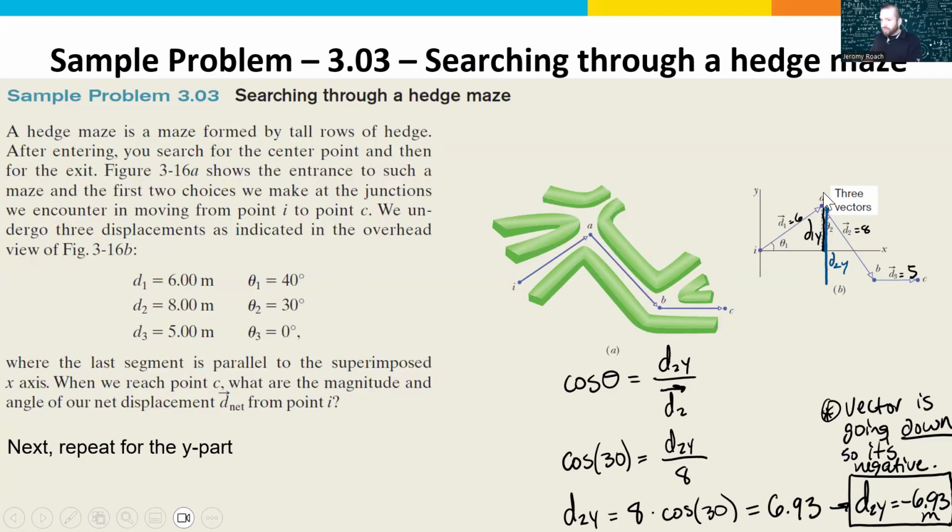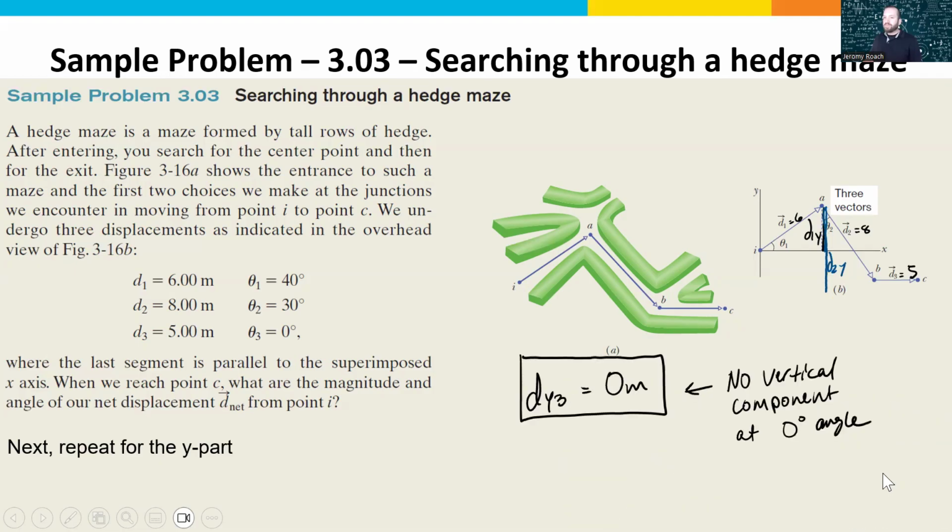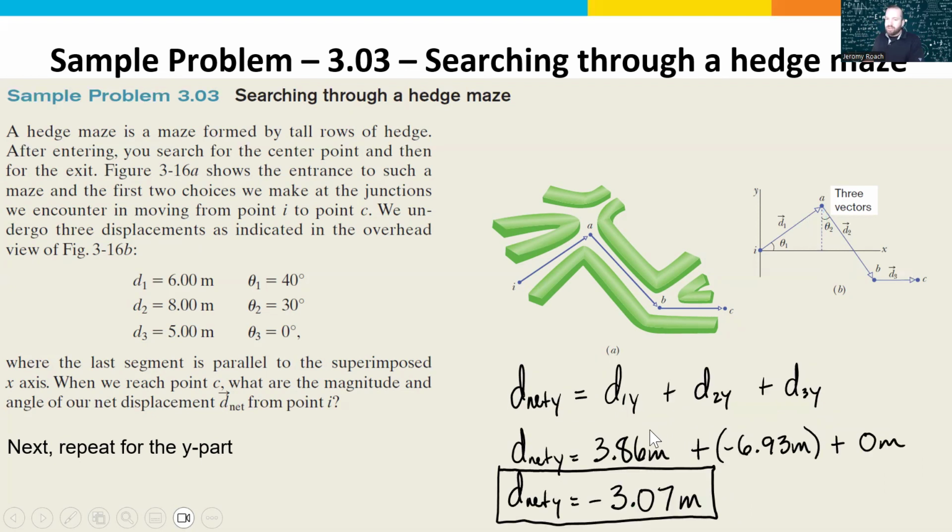Now, we got a positive answer, but this is very important. The vector is going down, so D2y is a negative 6.93 meters. For D3y, in the y direction, D3 is not moving at all in the y direction. It is only in the x direction. So D3y is 0. There's no vertical component at a 0-degree angle. So now we're going to add up the net total for the vector D in the y direction. 3.86 minus 6.93 plus 0 for the D3y. We get negative 3.07 meters.